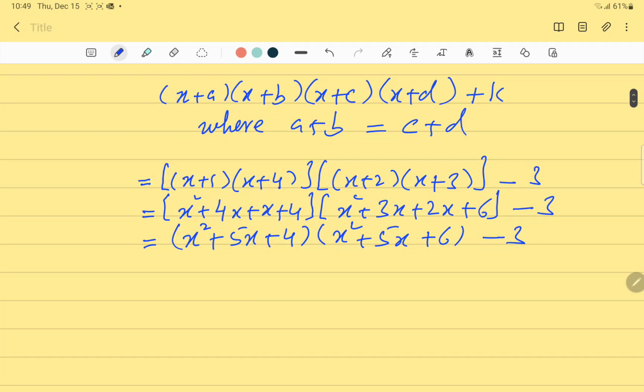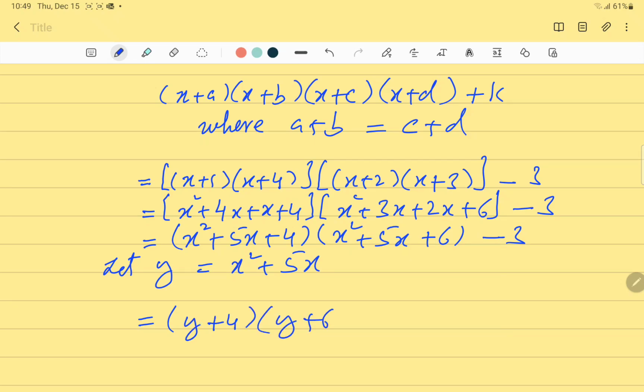Now you can see that the first two terms in both the brackets are same. So what we will do here, we will assume this part of the bracket equal to some other variable, say y. So let's say y is equal to x squared plus 5x. So we will replace it in the given expression. So the expression will look like (y+4) into (y+6) minus 3.